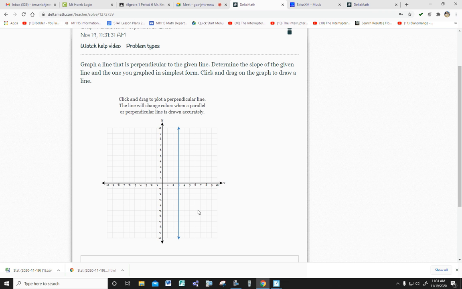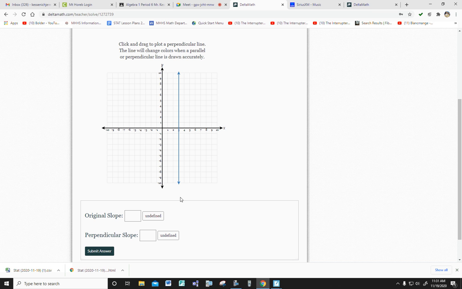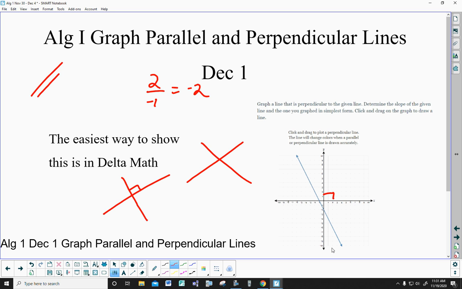Perpendicular, okay. It's a vertical line. You should remember the slope of a vertical line is undefined because you're rising, but you're not running. That means you're rising, say 3, but you're not running. You can't divide by 0. So the slope of a vertical line is undefined.